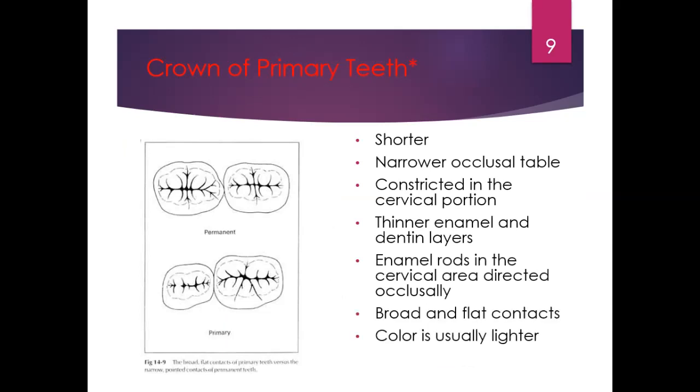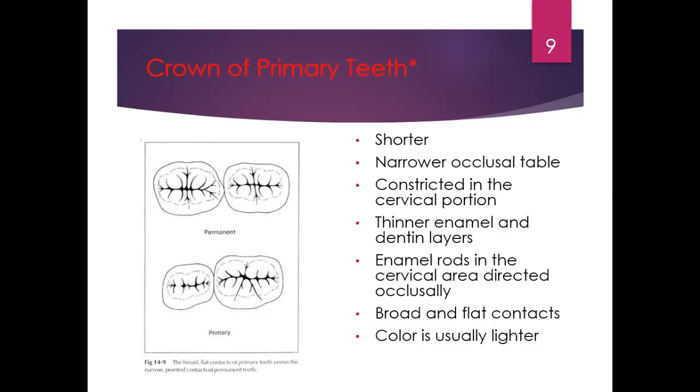Okay, so with the crown of the primary tooth, you'll see that it is shorter, with a more narrow occlusal table, so that constricts you when you're doing your restoration preps. You have a constriction of the cervical portion, so that helps with seating of your crown in a sense. You have thinner enamel and dentin layers. You have enamel rods that are going more so occlusally. And then you have broad and flat contacts, and the color is usually brighter.